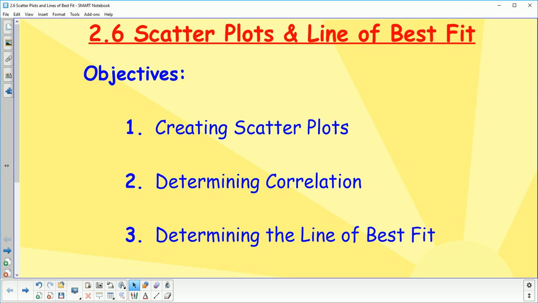Alright, Common Core Algebra 2, another flipped lesson in Chapter 2. This is going to be Section 6, about scatter plots and lines of best fit. So we're going to talk about three major topics here.